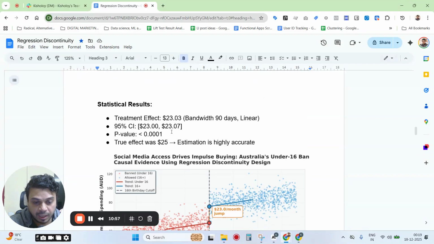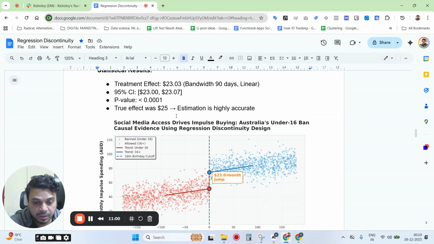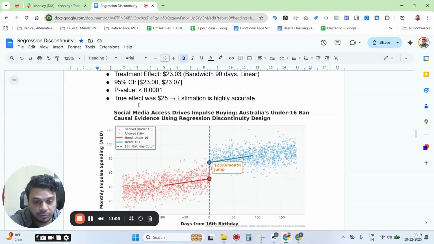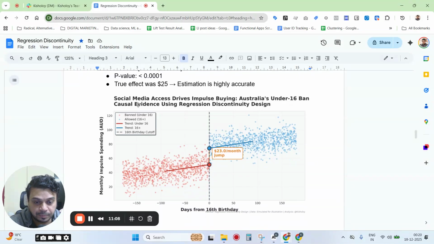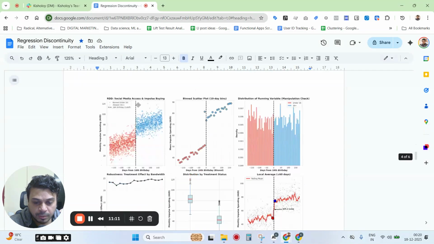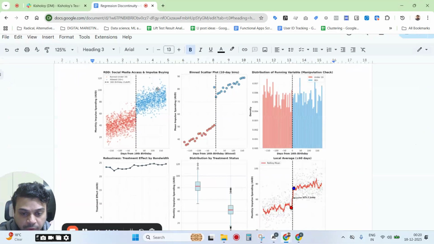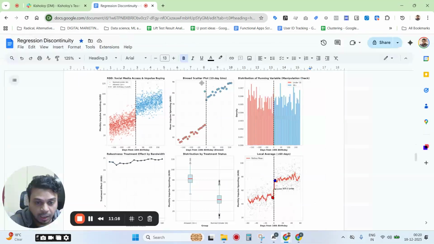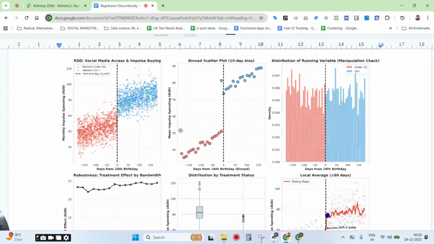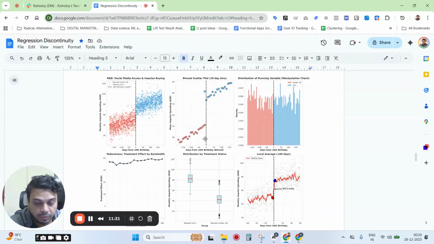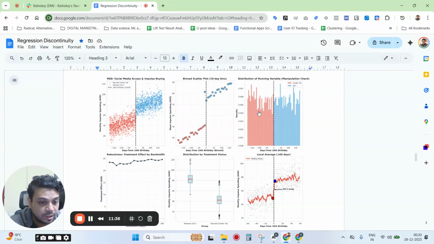And these are the statistical results. This is the effect, and with a bandwidth of 90 days, we have a 95% confidence interval between these two values, and a very highly significant p-value. So there you go. This is the different set of other graphs. The first graph we have already discussed. Then we also have a bin scatter plot, which uses a bucket of 10 days, showing the mean impulsive spending for 10-day periods. That's why we have fewer dots here, just for better understanding the distribution of the running variable.